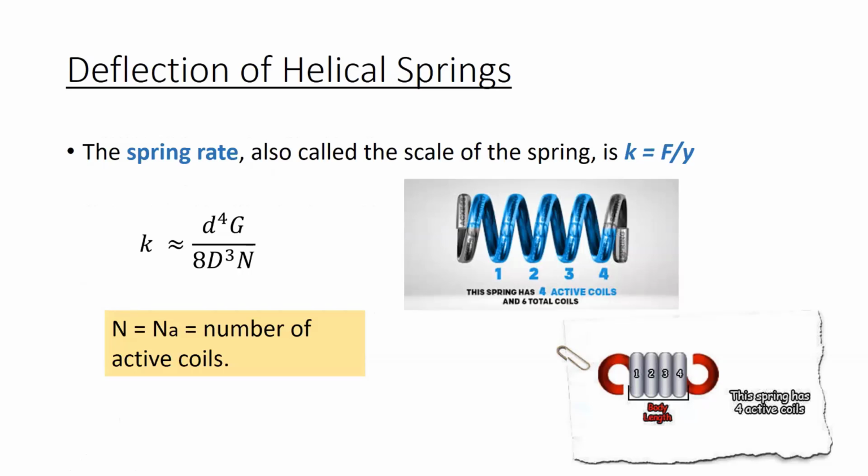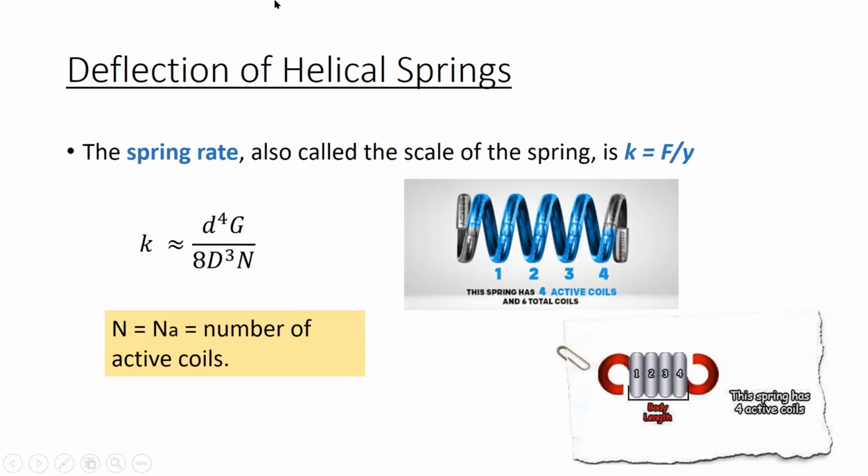The formula for the spring rate is about equal to the wire diameter to the fourth times the modulus of rigidity, over 8 times the mean diameter cubed times N. And here N is NA, which is the number of active coils.